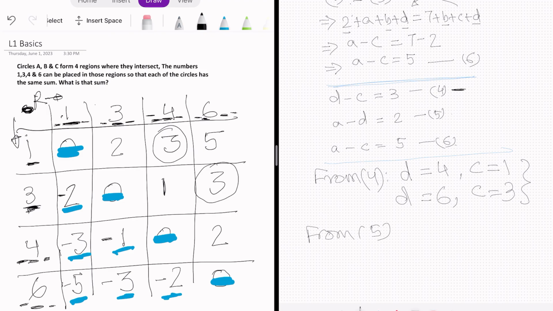From 5, which is this equation, I see a difference of 2. 2 is possible only here and here. So I can get 2 if A is equal to 3 and in that case, D has to be equal to 1, or this case, which is A equal to 6, and in that case, D has to be equal to 4. This is another possibility.